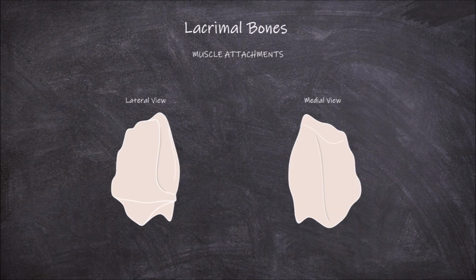What about the muscles that attach to this bone? One muscle attaches onto this bone. The lacrimal part of the orbicularis oculi muscle originates from the smooth region of the medial orbital surface of this bone. And that concludes this video on the structure of the lacrimal bone.